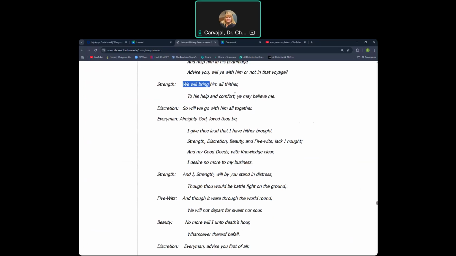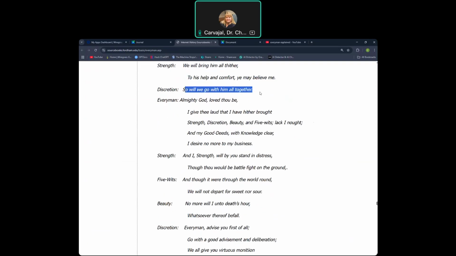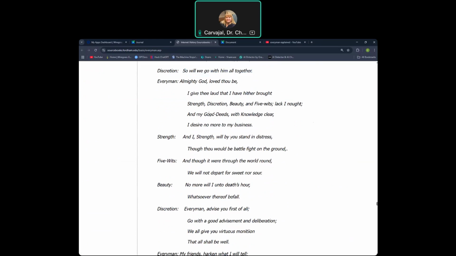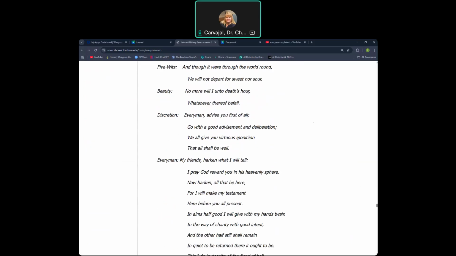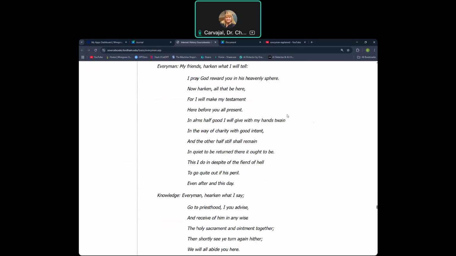And strength is going to bring him hither, and then discretion is going to go with him too. And so he's not alone. He has strength, discretion, beauty, and the five wits, and his good deeds, and knowledge. And so he's got plenty of people to go with him up to that point. Okay. And they all say, and the five wits, and though it were through the world round, we will not depart for sweet nor sour until, and they don't say it, but until the very end, because he can't take them into the grave even then. Okay.